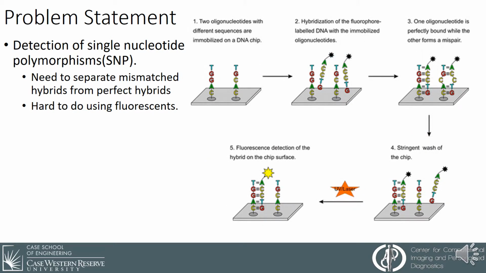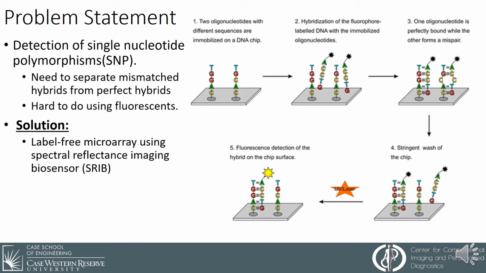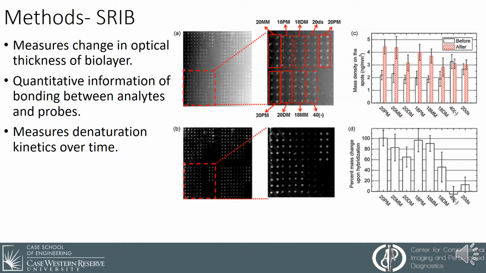So the solution that this paper proposes is to use a label-free microarray using spectral reflectance imaging biosensors, which is quite a mouthful, but I'll try and explain it to the best of my ability on the next slide. So this method attempts to, instead of looking for a fluorescent signal, measure the optical thickness of the sample and attempts to gather quantitative information of bondings between the analytes and the probes.